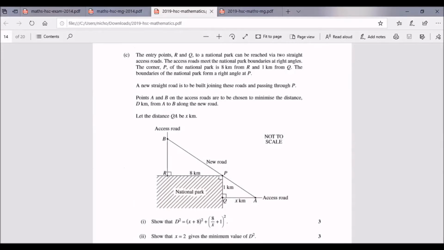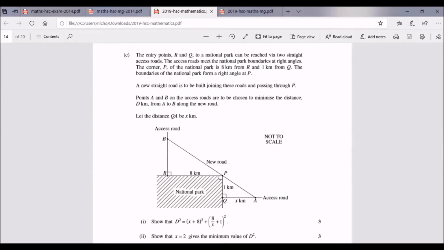The entry points R and Q to a national park can be reached via 2 straight access roads. The access roads meet the national park boundaries at right angles. A new straight road is to be built, joining these roads and passing through P.